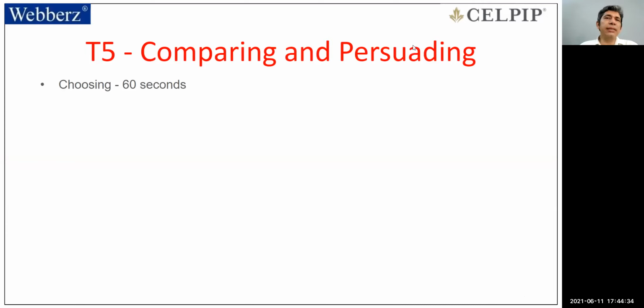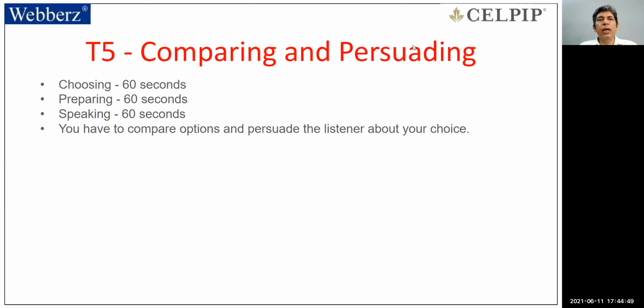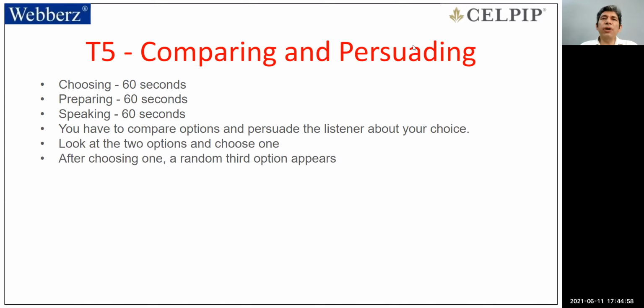Now this is the only section in CELPIP which has 3 parts. The first part is called choosing, for 60 seconds. The second is called preparing, for 60 seconds. And the third is called speaking, for 60 seconds. You have to compare options and persuade the listener about your choice. Look at the two options and choose one. After choosing one, a third random option will appear.